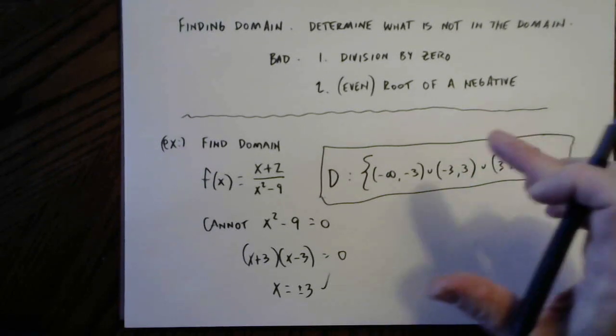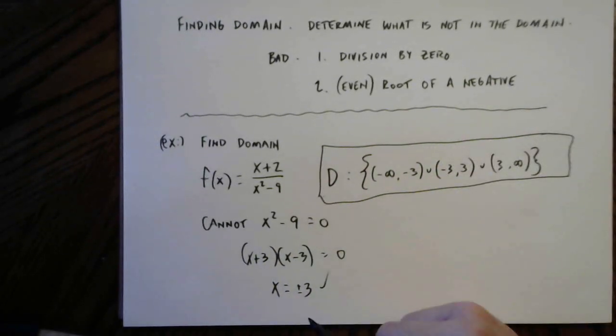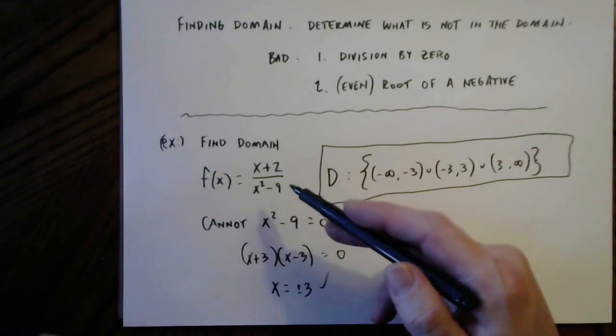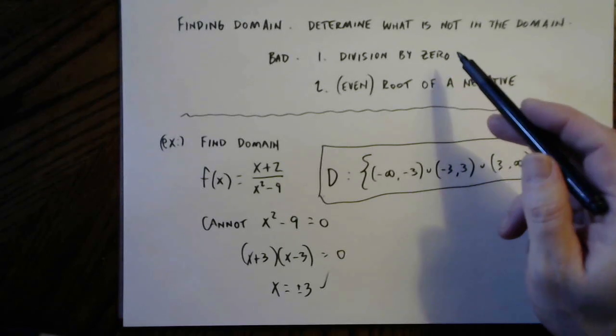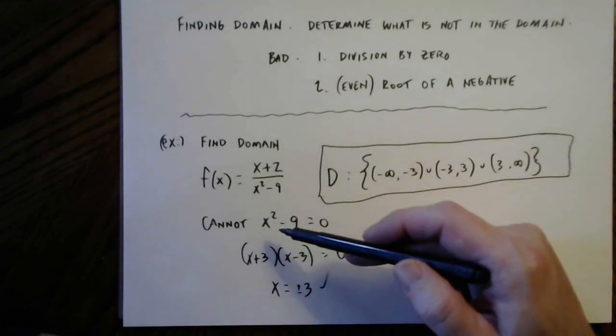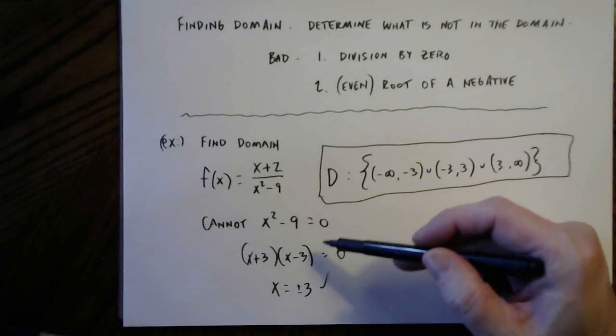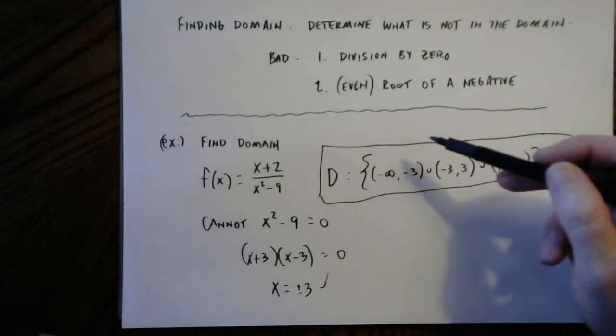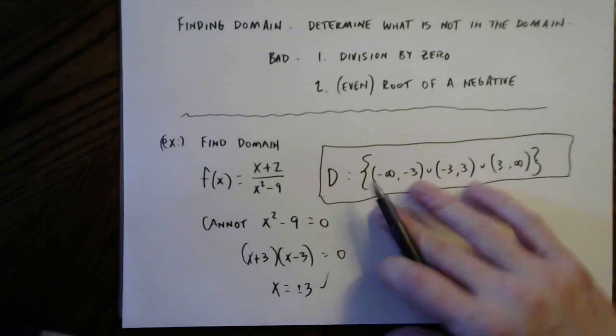Okay, so again, going back to the problem, let's just think it through. I want to find the domain. I want to find what's not in the domain. This function involves division, so this is a potential issue. I say I can't allow the bottom to be 0. The implication of that is I can't have x be plus or minus 3. The domain is everything else. All right, let's do another one.